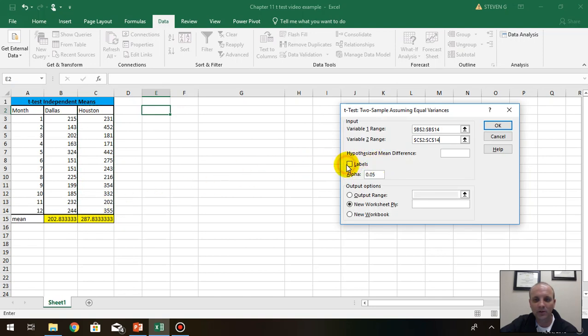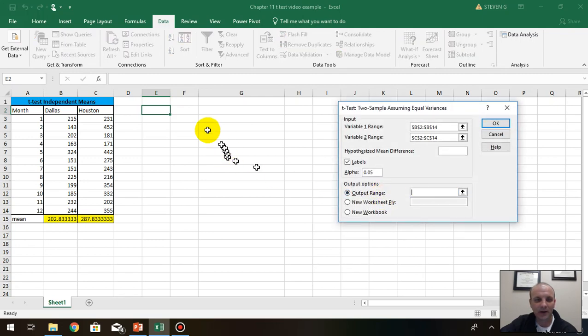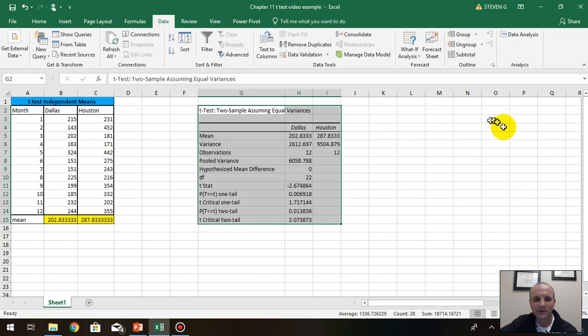All right, we're including the labels in it because I highlighted it. B2 and C2 are the label, so we're going to include those. And the output is essentially where you want to place the output itself. So we'll put it here, okay? And it'll generate values that we're interested in looking at.